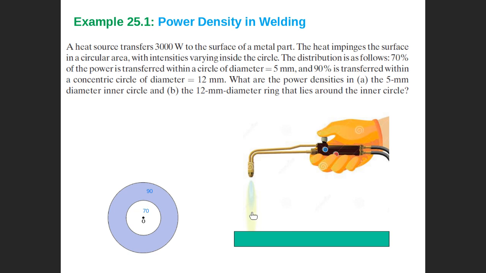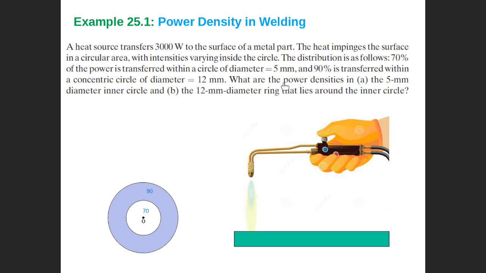This is gas welding. Gas welding usually distributes heat among a big area. So 5 millimeter is 70%, 12 millimeter is 90%. Probably if you increase the radius a bit, maybe 100 millimeter, which is 10 centimeter, the heat would be distributed within 10 centimeter, probably something like this.